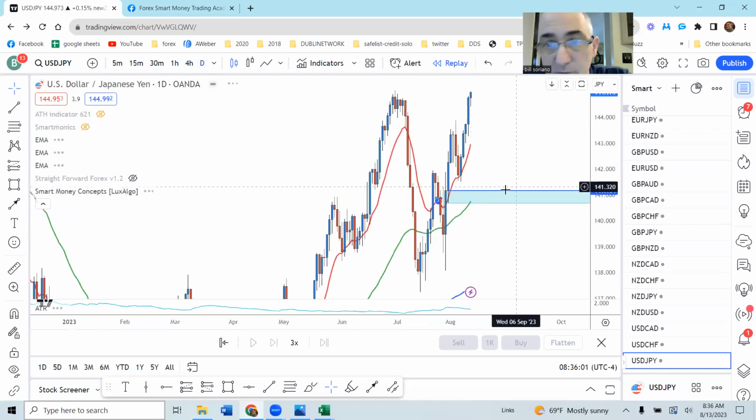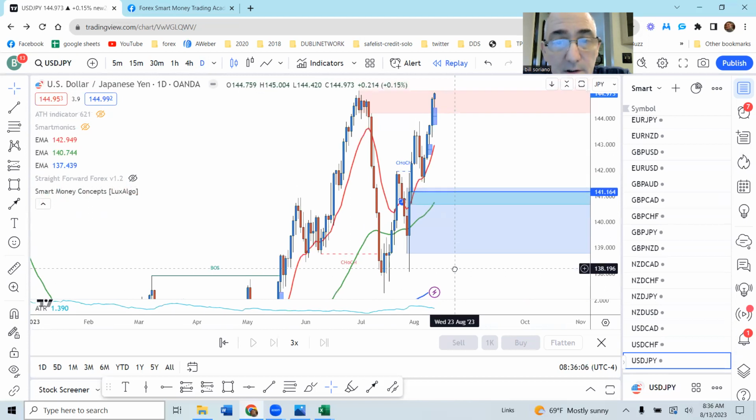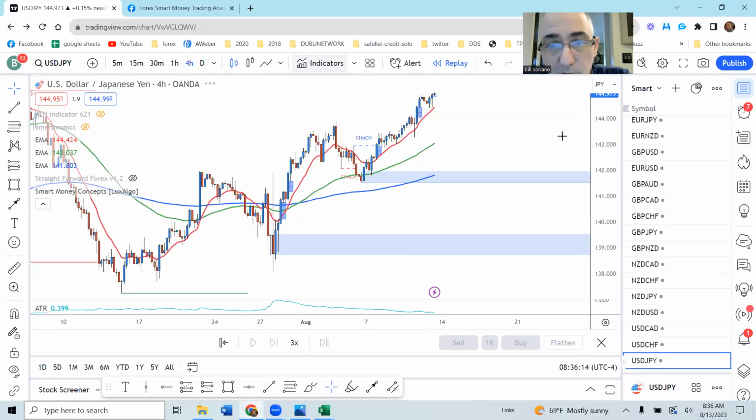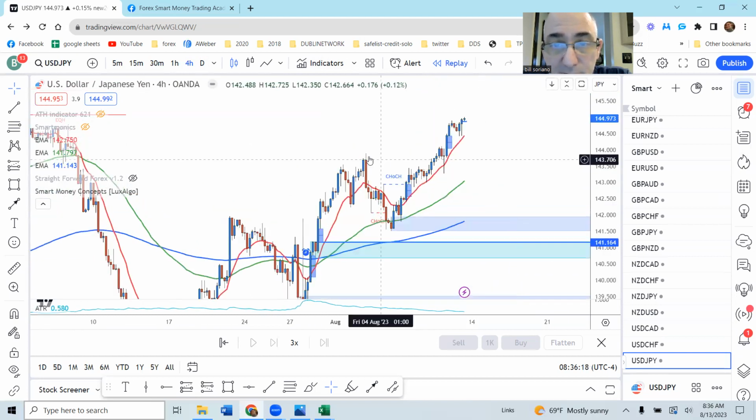Again, if we look to the daily, we do see bullish order flow. There was an attempt to get this to change. We had a change of character, moved down here, pulled back, but then it started going back up. So we're still bullish here. And on the 4-hour, we have some new breaks of structure here, see?